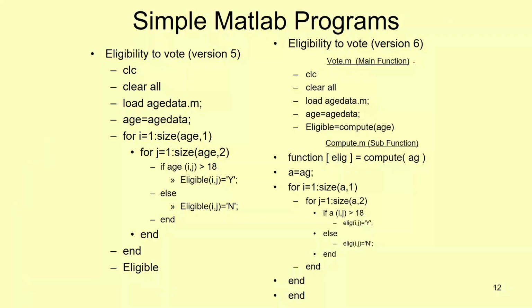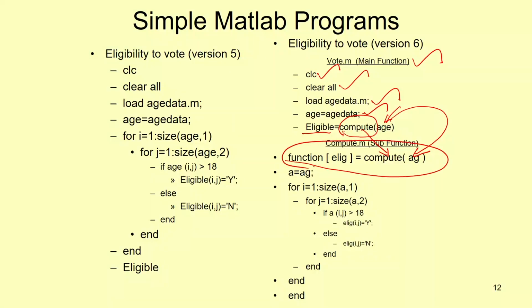Let me erase this, and once again I am explaining this. So this is the main function. As usual you have the clc statement, clear all statement, load the age data and assign the age data to the matrix. Now you are calling a sub function compute, which holds this parameter as an argument, and this age is passed. So this age is passed to ag and compute is called here, right? Now after having performed all this computation, the result is written to this eligible, and eligible is displayed. So this is the statement for writing a subroutine.